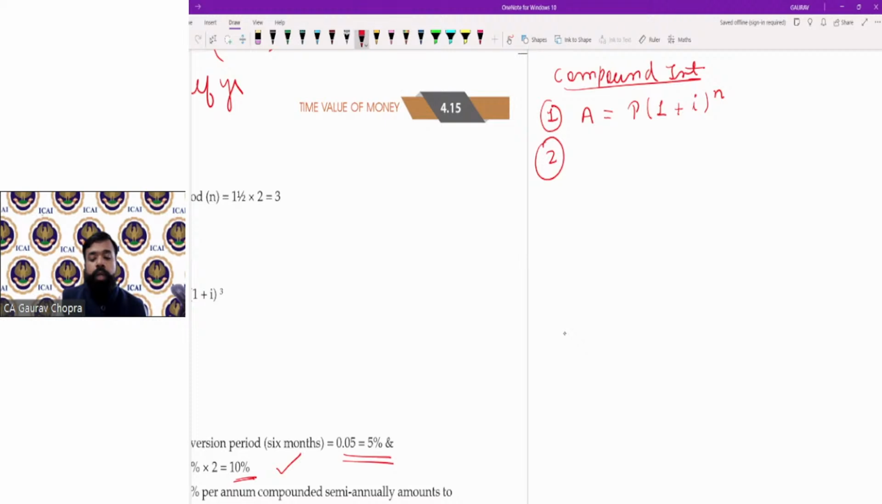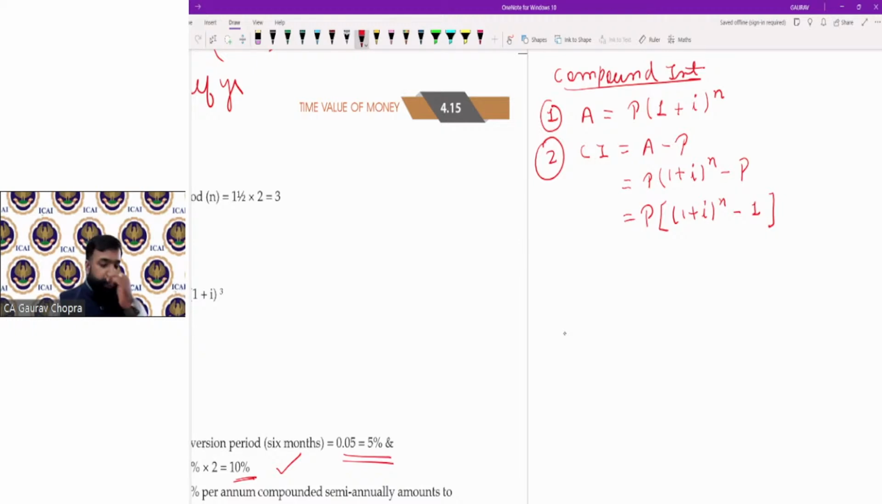The second formula was to calculate compound interest. The compound interest is basically amount minus principal. If we want, we can substitute the formula for amount here. Now P is common, so what is left? P multiplied by 1 plus I whole to the power of n minus 1. So this is the formula for compound interest. This we had completed in the previous session.